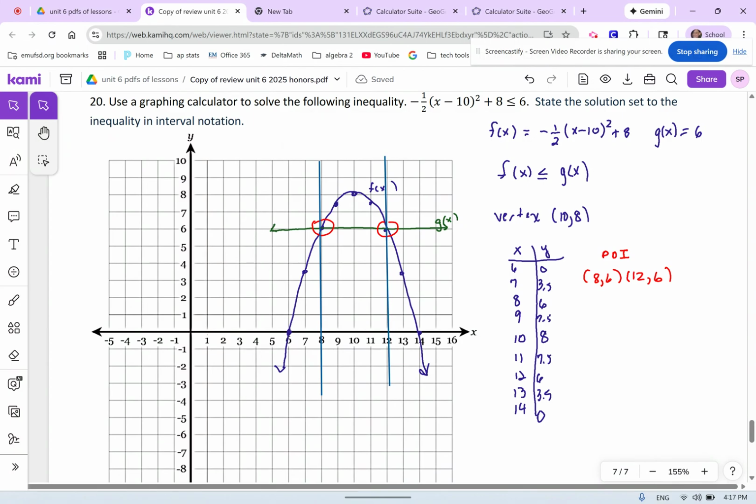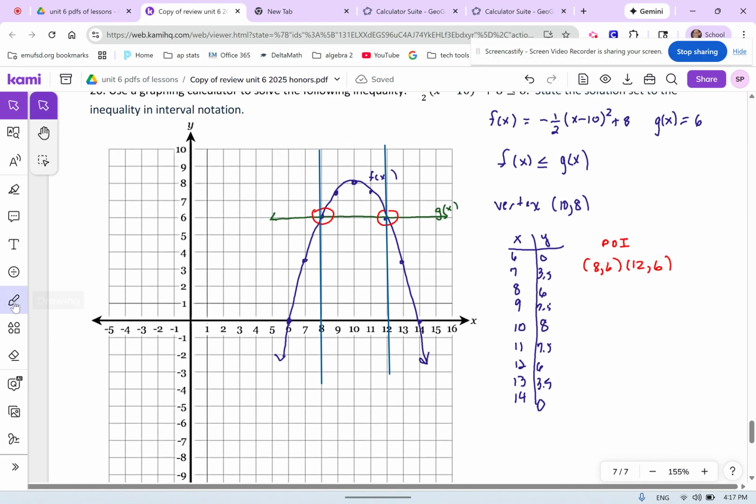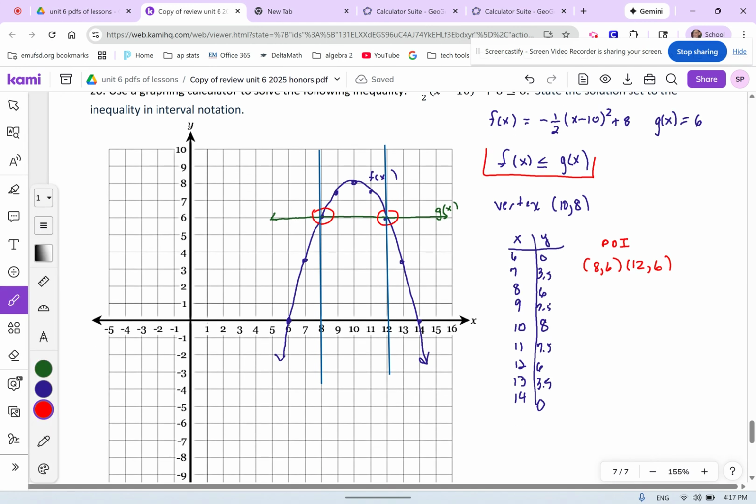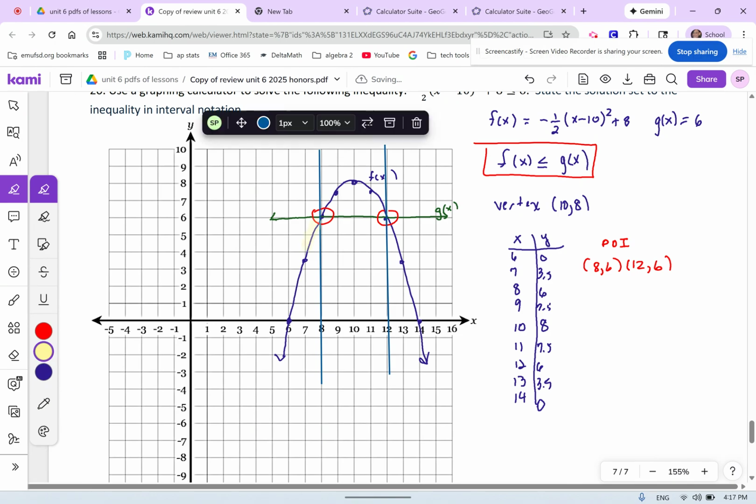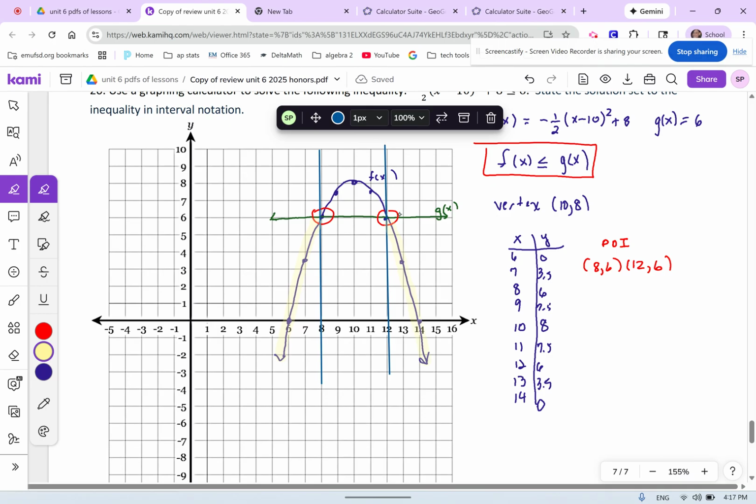Okay, so now we're specifically looking for y values that are less than or equal to g of x on this function. So if I'm looking at that, these y values for f of x are less than g of x, okay? So the x values are to the left, less than or equal to 8, and greater than or equal to 12.